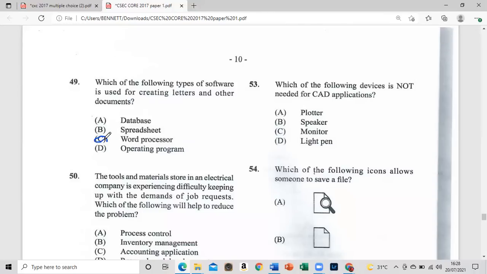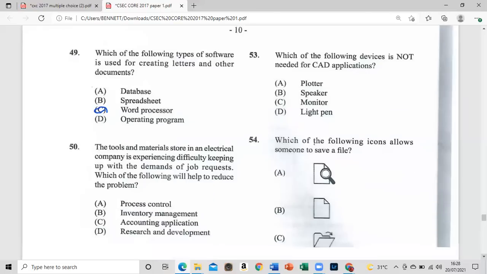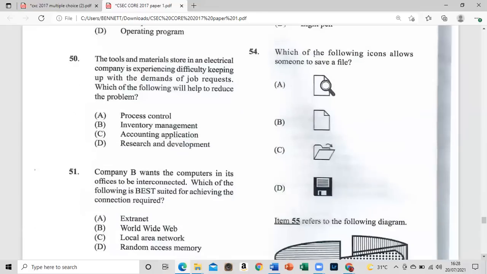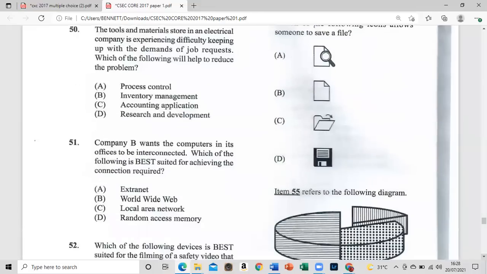Guys, I hope you can use all three of these: word processor, database, spreadsheet, publisher, and the other one, make sure you can use them for your personal development. You never know. All right, let's move on to 50.